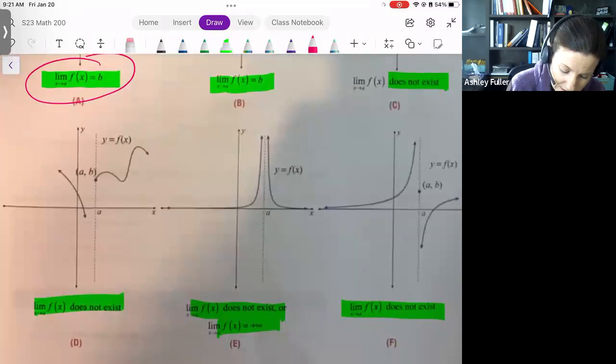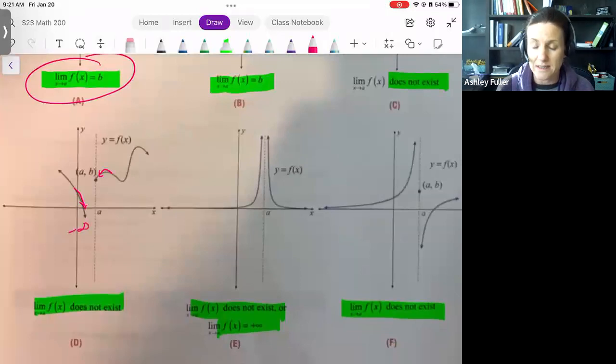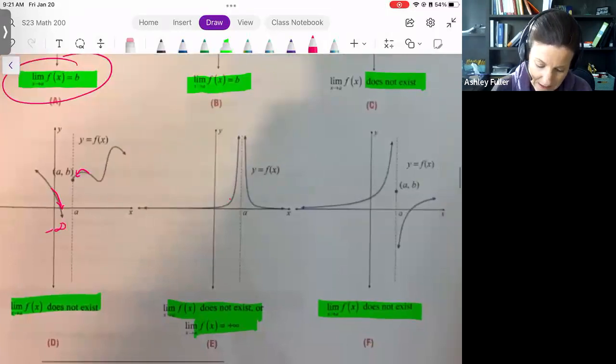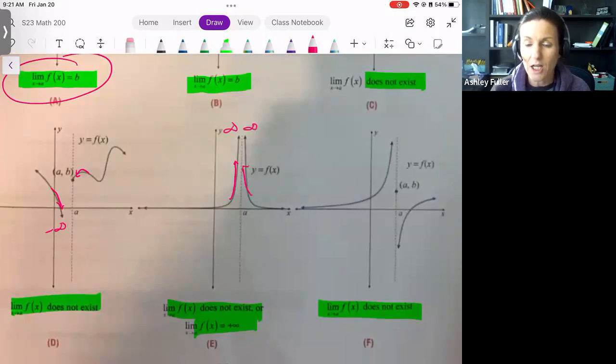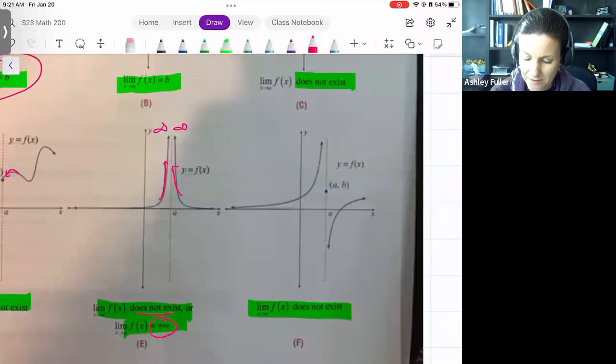In this one, the left-handed limit approaches negative infinity. The right-handed limit approaches B, so the limit does not exist. In this case, the left-handed limit approaches positive infinity, and the right-handed limit approaches positive infinity. So the limit does not exist, but we can at least give the direction in which the limit is unbounded. And here, the limit from the left goes to positive infinity, the limit from the right goes to negative infinity, so the limit does not exist.